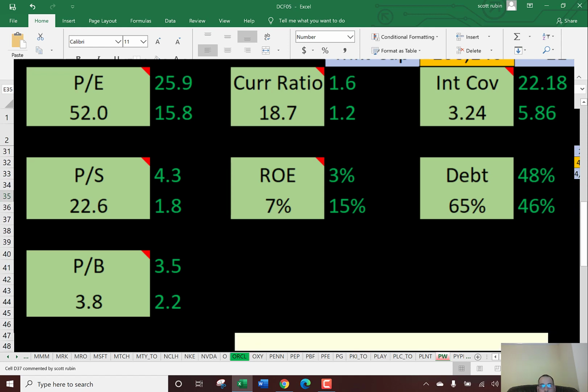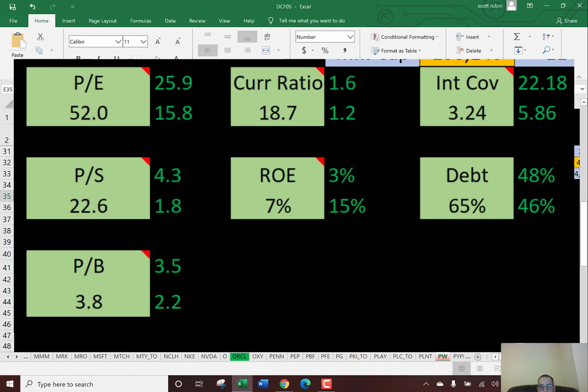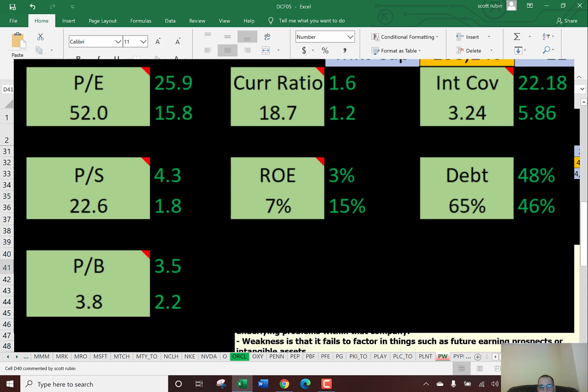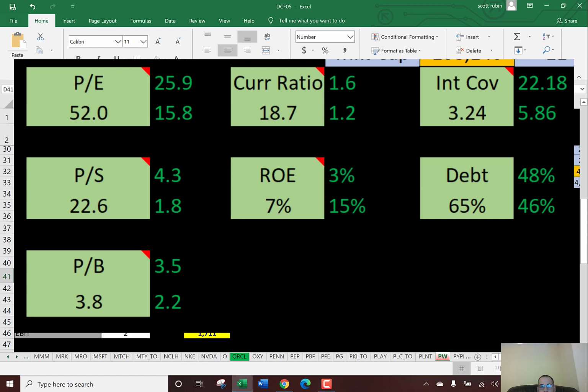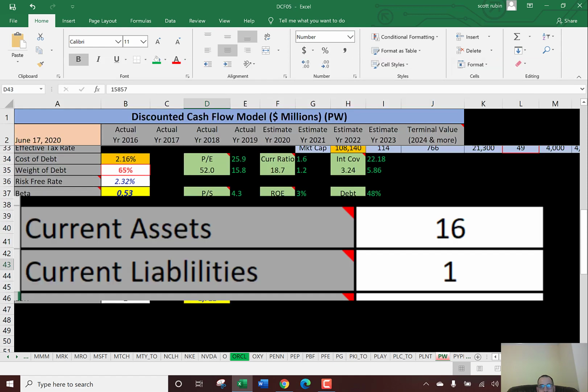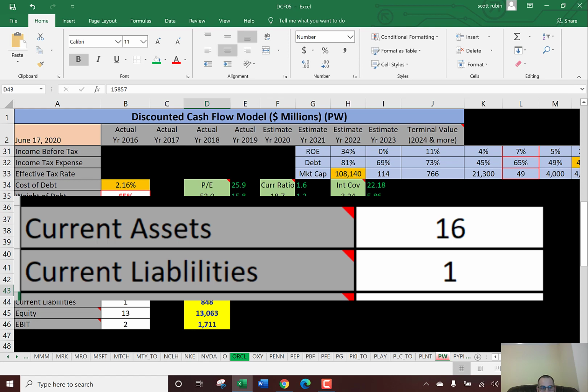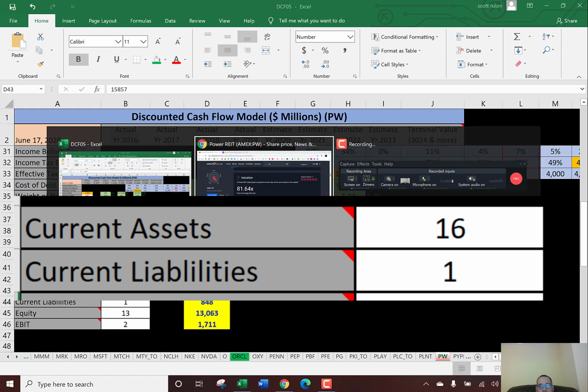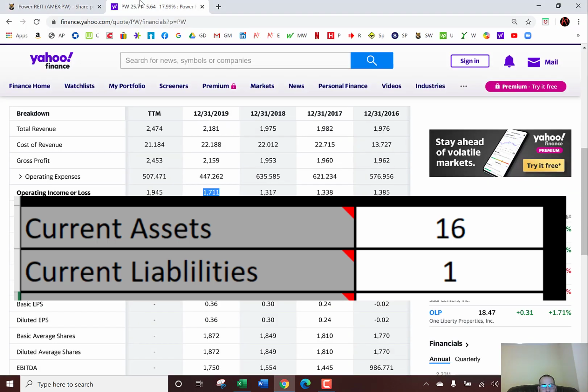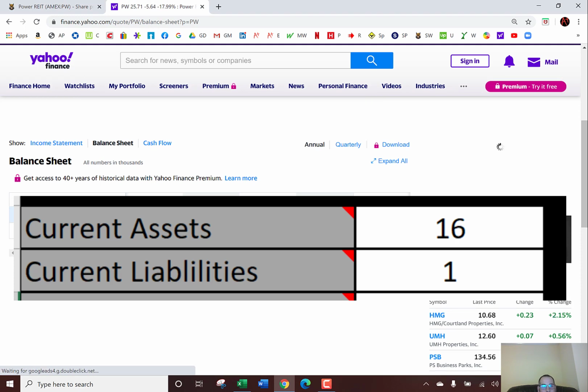And the price to sales, they have a really high price to sales also, 22.6. Their price to book isn't too bad, 3.8. That's stock price over book value per share. Really high current ratio. Their current assets are 18 times their current liabilities. That is just massive. Why do they have so much current assets?